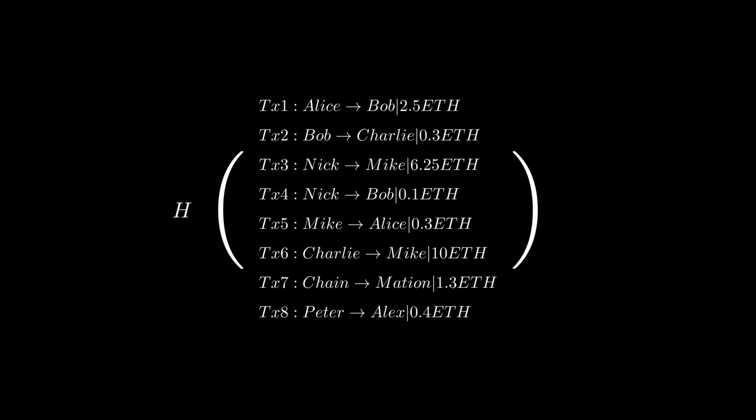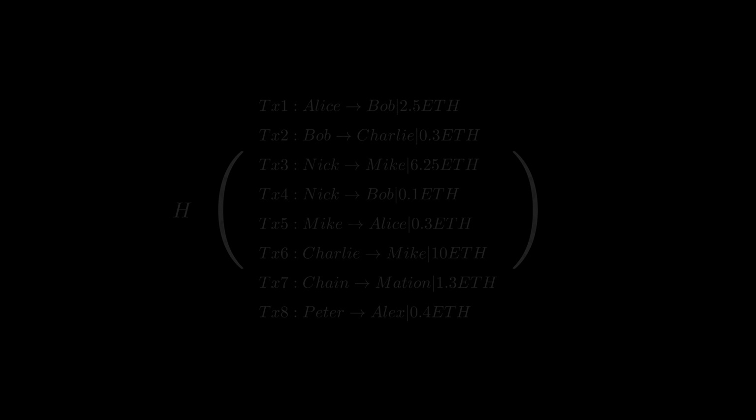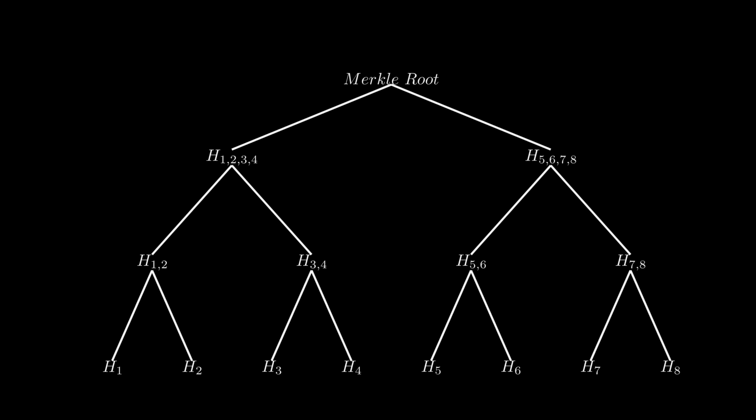Imagine a block with 5,000 transactions. If you want to prove that transaction number 2,763 is inside, you'd have to reveal every single transaction in the block and recompute the giant hash. That's huge and impractical. The Merkle tree solves this with something called a Merkle proof.